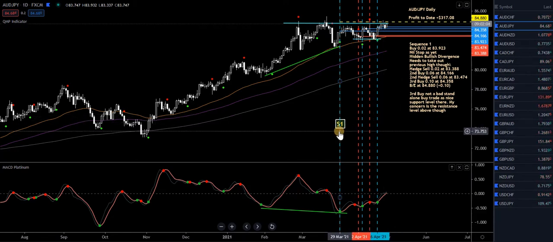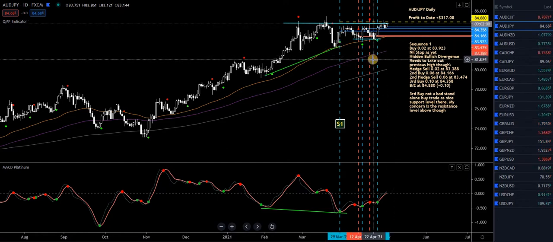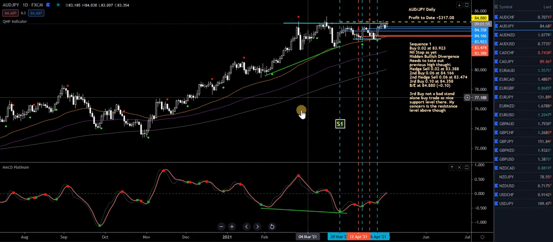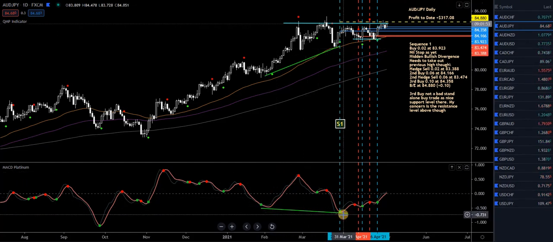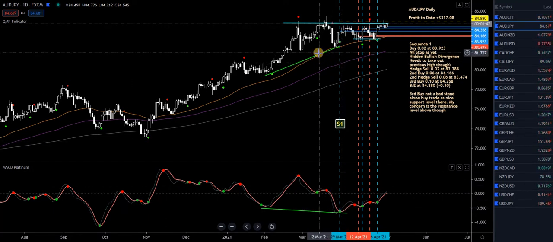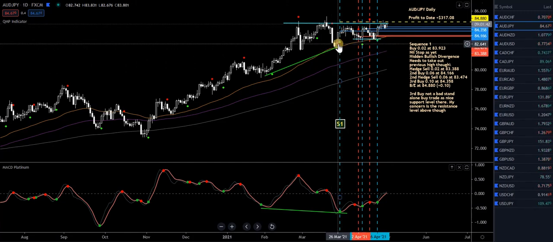All right, sequence 1 started here. It was a buy. You can read my notes. There was hidden bullish divergence. You can see it here. Higher lows on price, lower lows on the MACD Platinum, which is an oscillator. So the original trade was a buy there. You would have just stopped there. You'd still be in this trade, or you may have got out on the reversal signal.